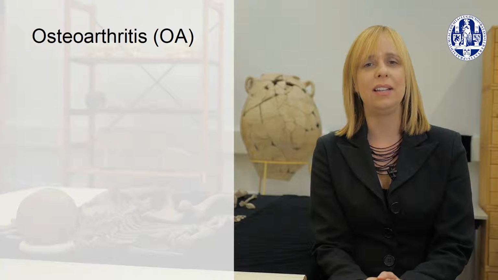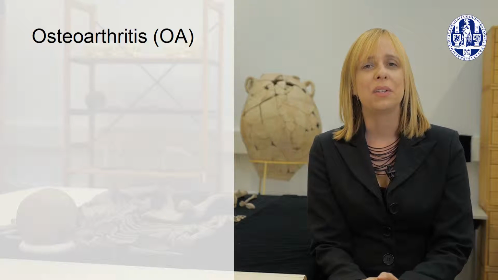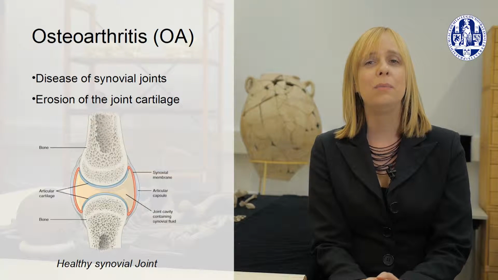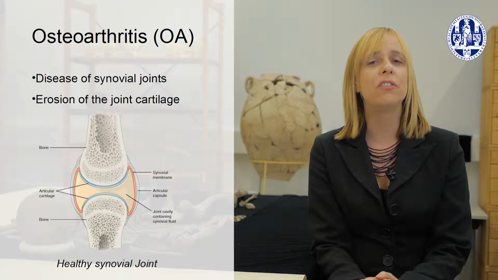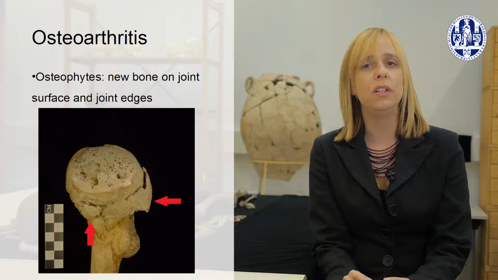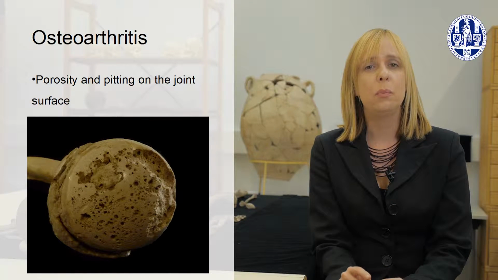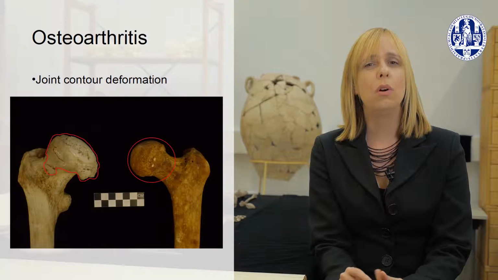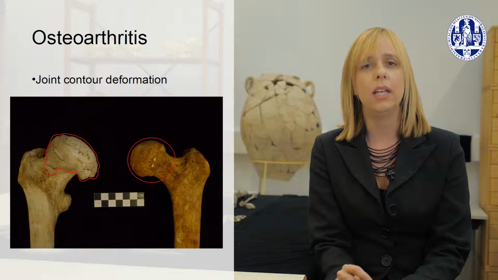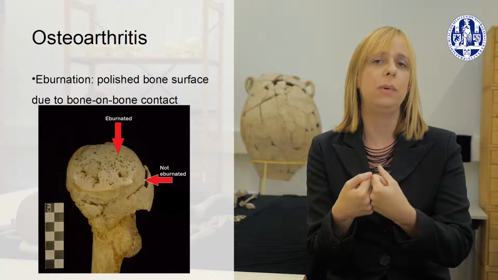First, the most widely studied disease in this regard, osteoarthritis. Osteoarthritis is a joint disease occurring only in synovial joints, wherein there's erosion of the joint cartilage. This can be quite easily recognized in bones according to 4 possible changes. First, new bone can form both on the joint surface as well as on the edges of the joint, called osteophytes. Also, the surface of the bone can become porous and pitted. The normal outline or contour of the joint can change or become deformed. And fourth, finally, areas on the joint where there's bone-to-bone contact can attain a polished appearance called eburnation.